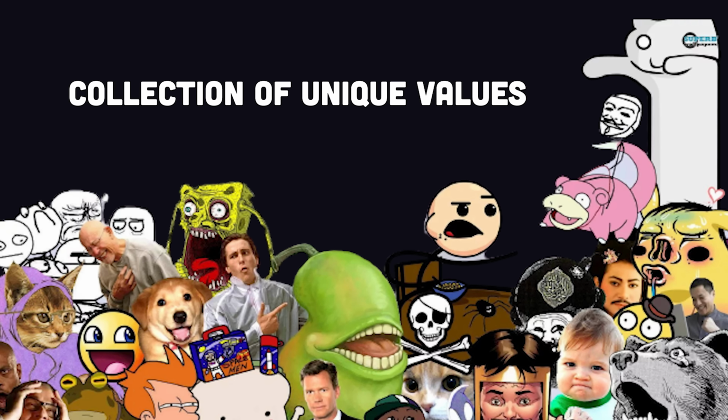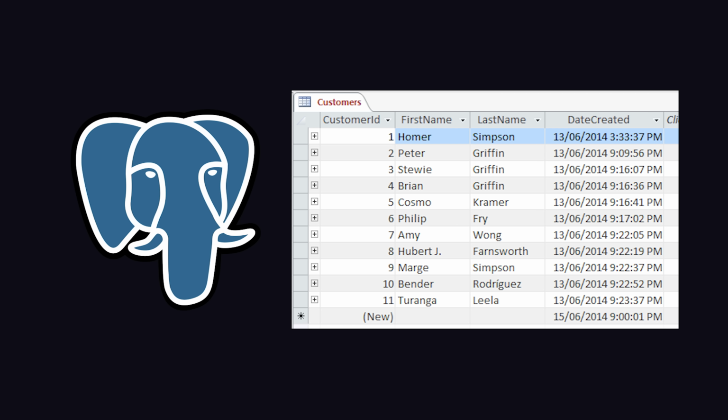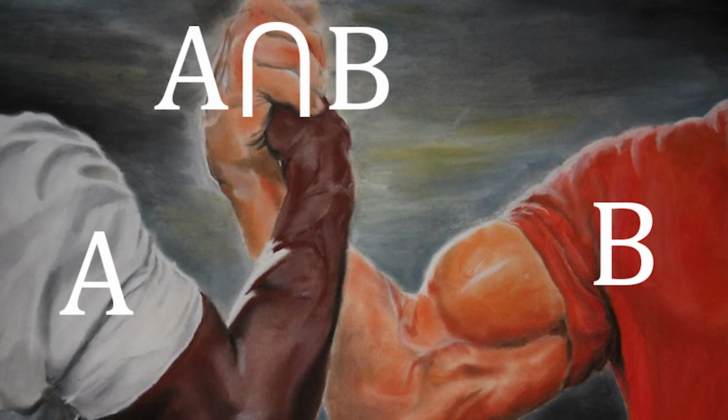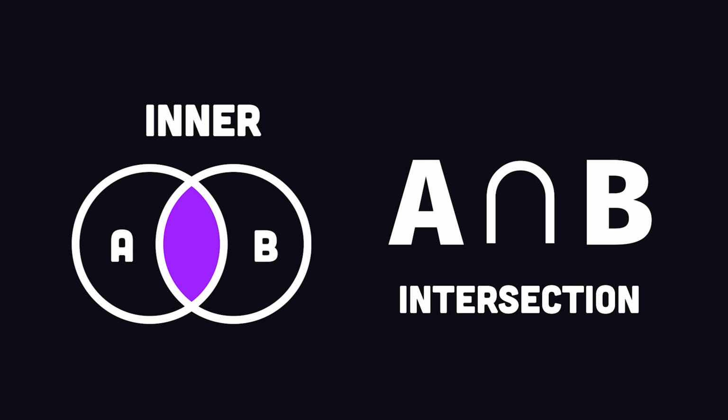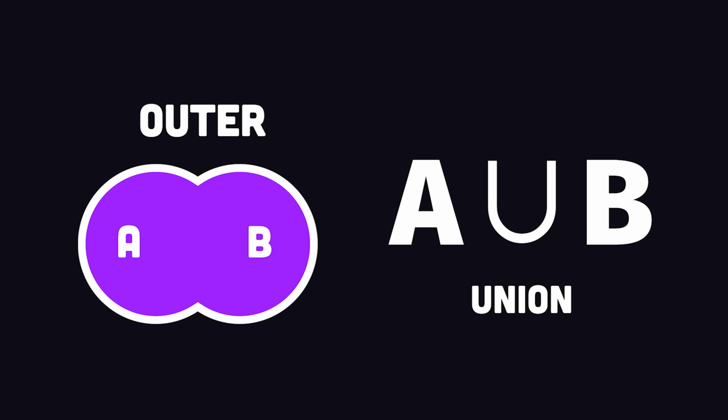A set is just an unordered collection of unique values. The best example is a relational database where each table is a set of unique rows. These tables can be joined together in a variety of different ways based on set theory. Like to select records that match on both tables, you do an inner join, which is called an intersection in set theory. Or to grab all matching records from both tables, you do a full outer join, which is a union in set theory.